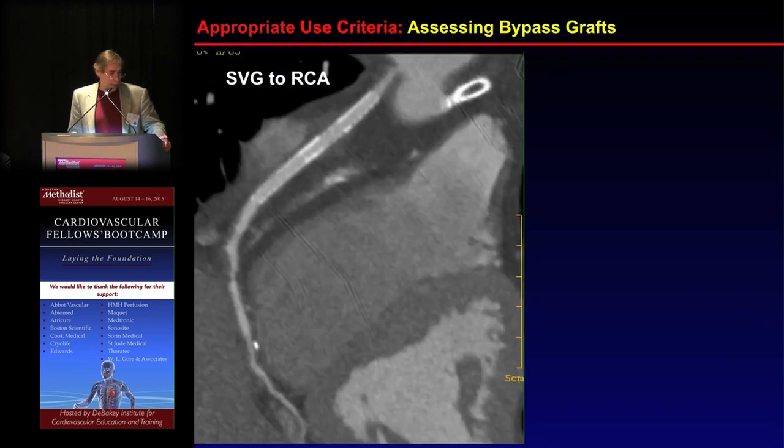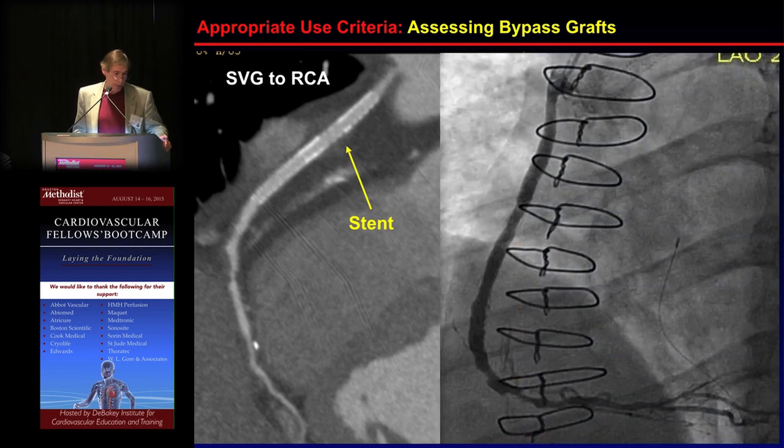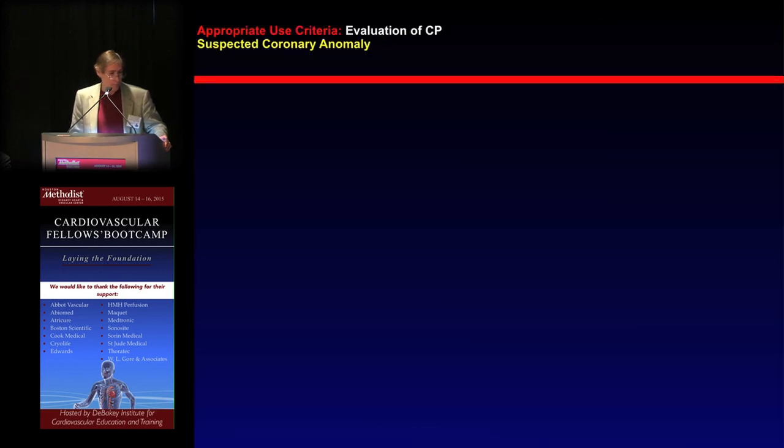This is looking at a particular patient with an SVG to the right. You can see the clarity that you get looking at it with CT. You'll notice also that this patient had a stent in the right coronary artery graft. And this is the graft by angiography. And you can see that this patient also had significant lesions in this graft, which were also shown in the exact same places by angiography. So a very good technique for evaluating patients.